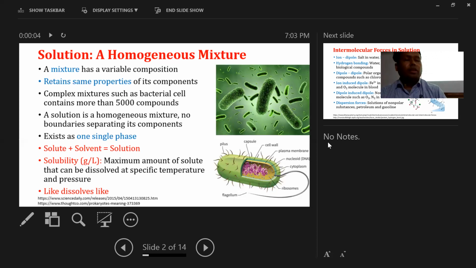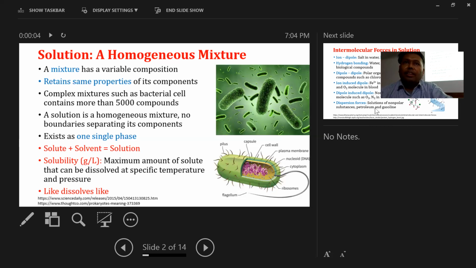So if you give a few more grams, 5 or 10 grams, you cannot dissolve anymore. But if you increase the temperature of that solution, you can dissolve a little bit more. Later we will see why. If you increase the temperature, then you can dissolve more amount of solute. That we'll discuss later. So one very important thing, like dissolves like.